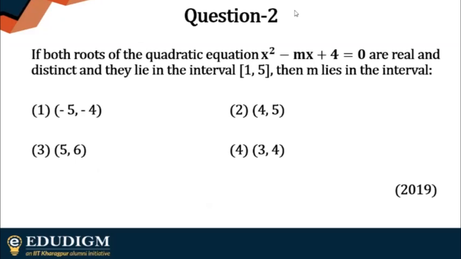So you have here a quadratic equation, and both the roots are real and distinct. Okay, and the roots will lie in the interval [1, 5]. So you have to find out this particular interval of m. Just try this one out. We use two things here. First of all, the roots are real and distinct, and also there's a restriction on the roots. They will lie in the interval 1 comma 5, like closed bracket 1, 5. Okay.